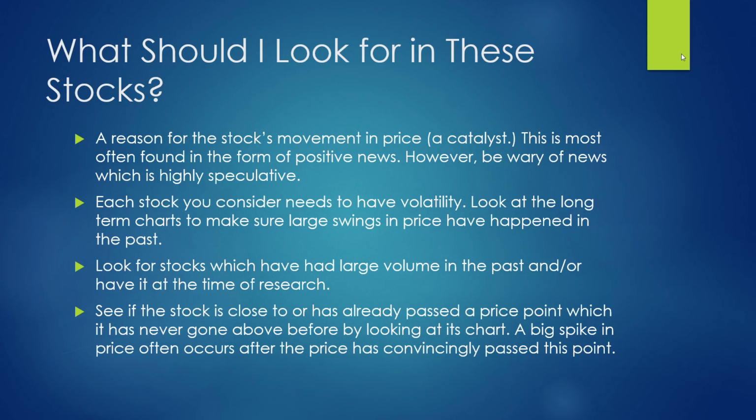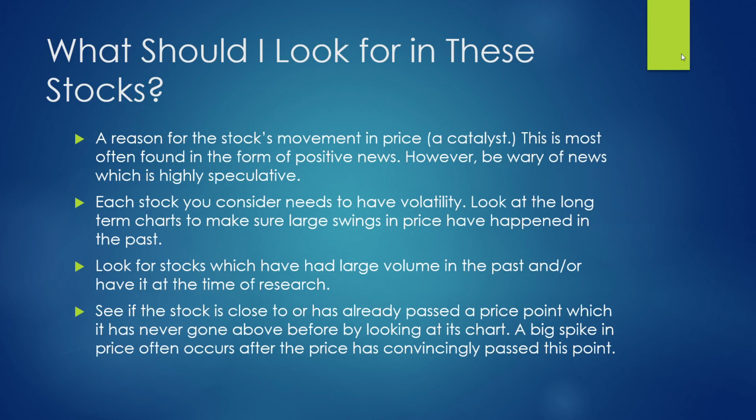Then each stock that you consider needs to have volatility. You need to look and see if it has been able to have large spikes in price in the past. Because if it hasn't, it's highly uncommon for a stock to break form and do something that it has never done before. So make sure that if you want a stock to spike, which I'm sure you do because you want to make money off of it, of course, you need to make sure that you think it is possible by making sure that it has done it in the past.